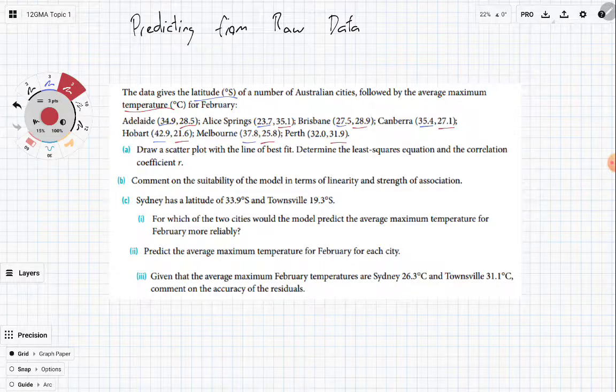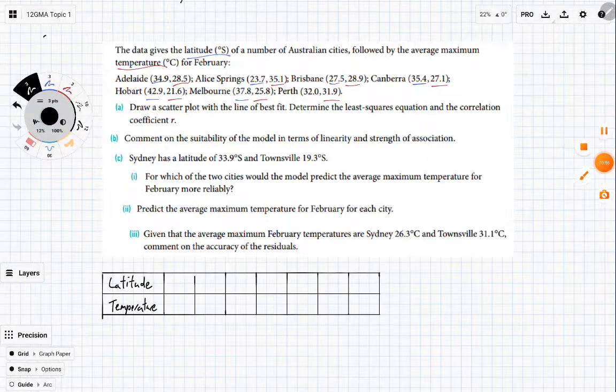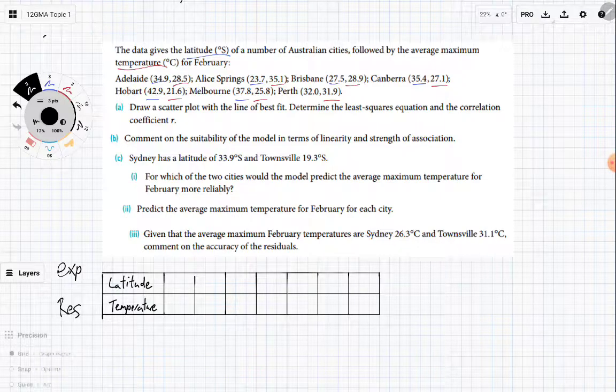We don't tend to see data written like this, so I'm just going to quickly turn this into a table. So I'm going to draw up my table. Alrighty, so I've set up my latitude and temperature table, and I believe that latitude is the explanatory variable, because I would imagine that the further south that you go, the colder the temperature would be.